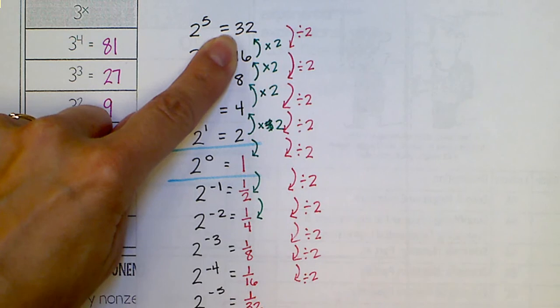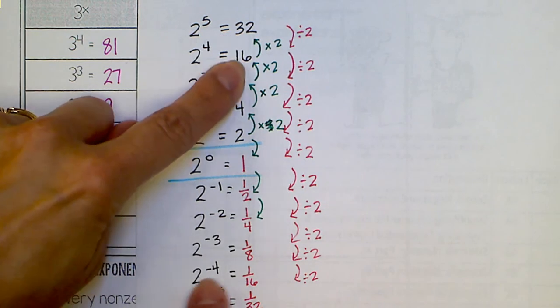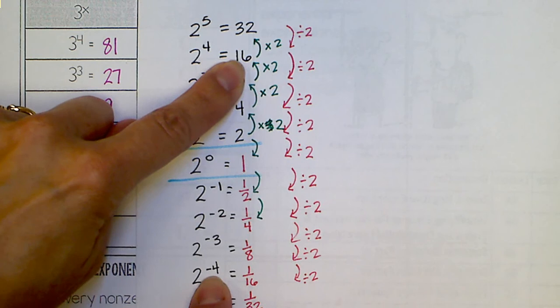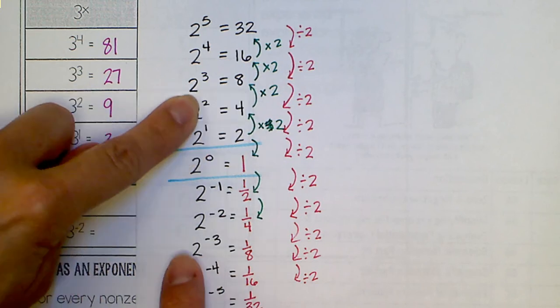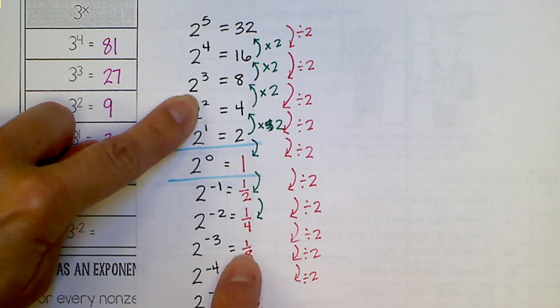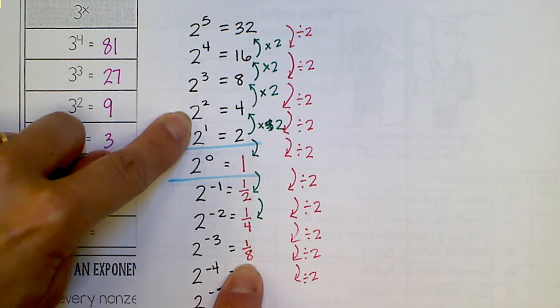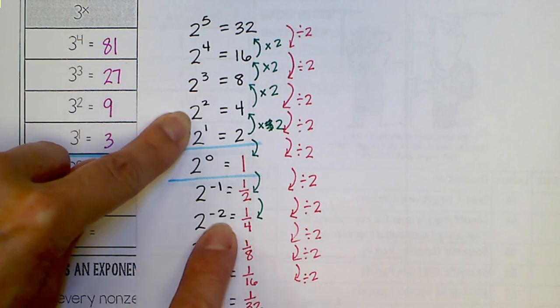2 to the 4th was 16. 2 to the negative 4th is not negative 16, it's 1 over 16. Same thing happens here. 2 to the third is 8. 2 to the negative third is 1/8. 2 to the second is 4. 2 to the negative 2 is 1/4.